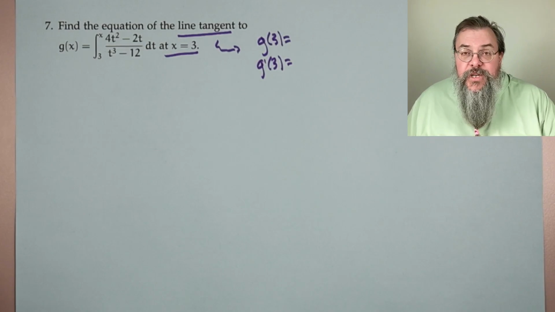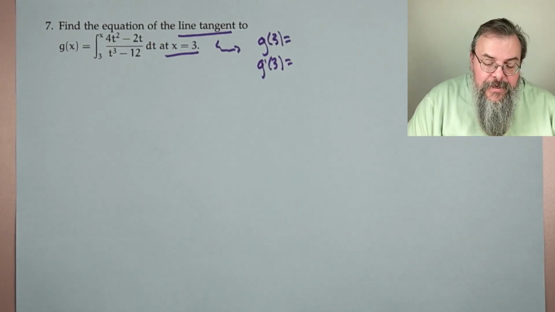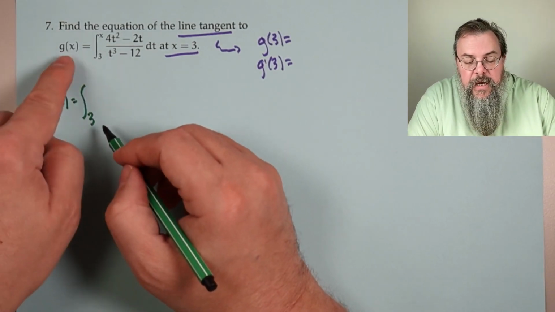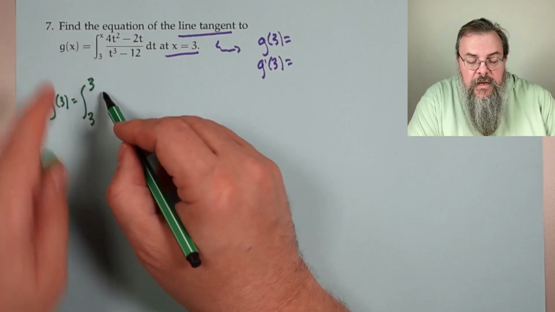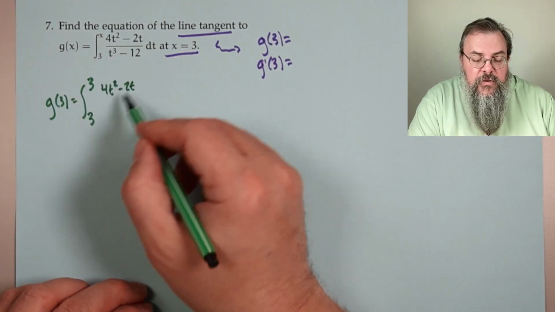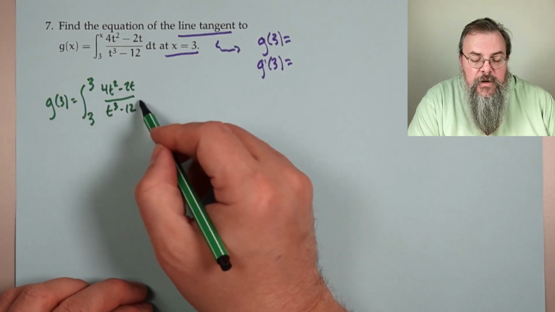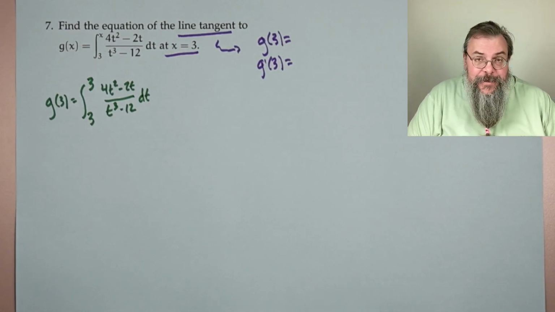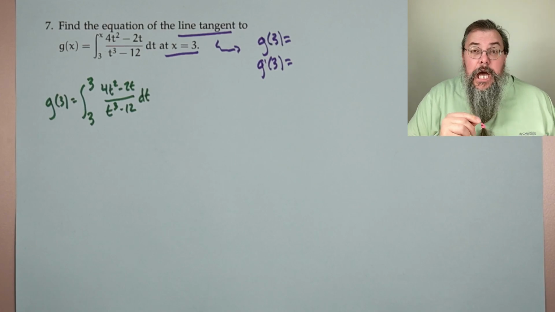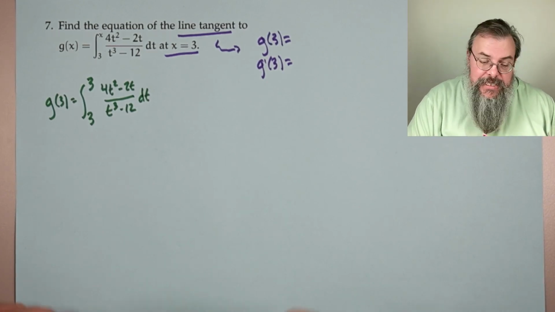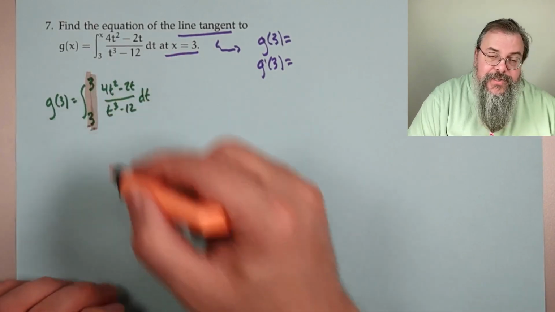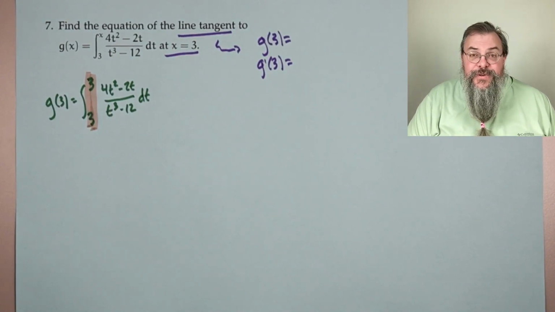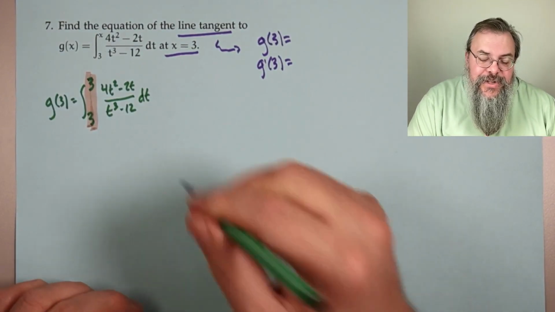So let's start with g of 3. When you want to find g of 3, you plug it in. What happens when we plug in 3? We have the integral from 3, and everywhere we see an x, we're putting in a 3, so the integral from 3 to 3 of 4t squared minus 2t over t cubed minus 12 dt. Now, in general, hard integral, but this is a definite integral, and we can take a look at it and say, something very suspicious seems to be happening. What do you notice? The bounds match. If the bounds match, what's true? 0. There's no area here.